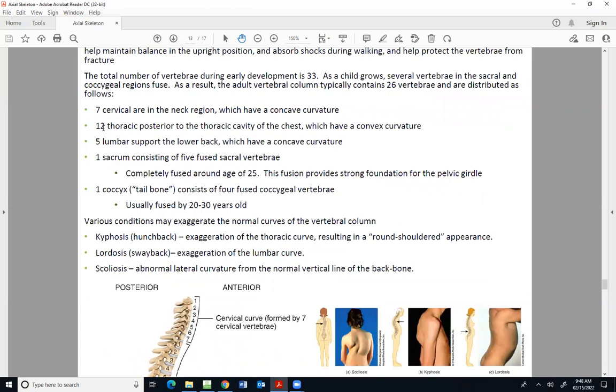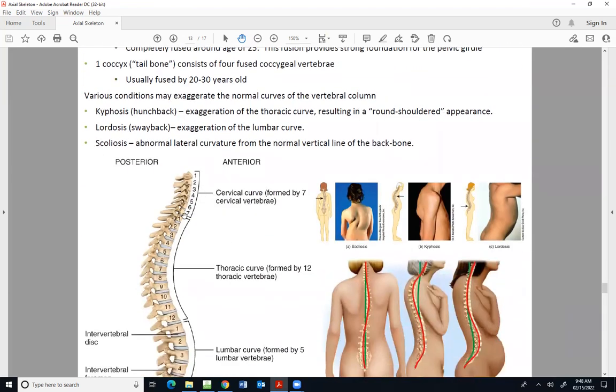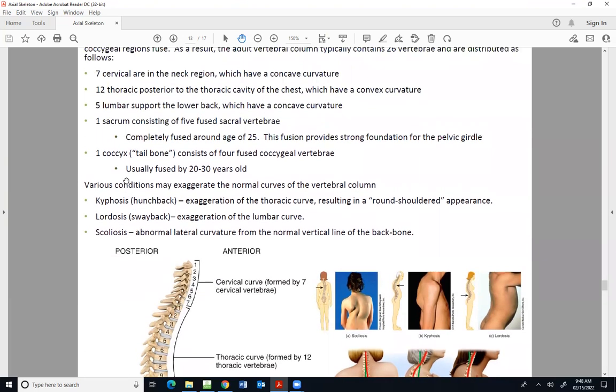Okay. The total number of vertebrae that we have during early development is 33. But as we grow, several vertebrae in our sacral and coccygeal regions fuse, which leaves us as an adult with a typical number of 26, distributed as follows. In your cervical region, which is just a fancy term for your neck, are the smallest vertebrae, which we call the cervical vertebrae. There are 7 of them, and they produce a concave curvature, which means that the curvature comes towards the front of the body, the anterior side of our body.